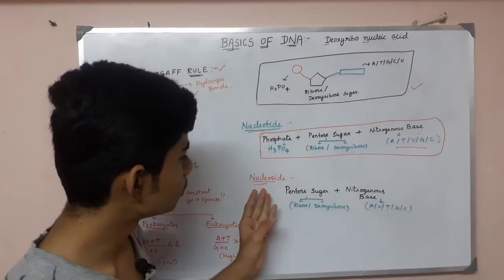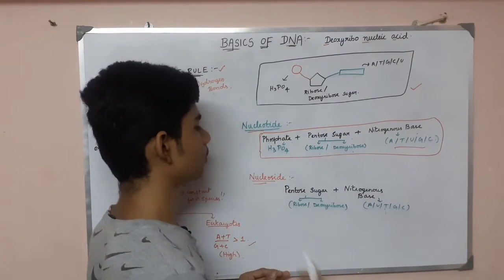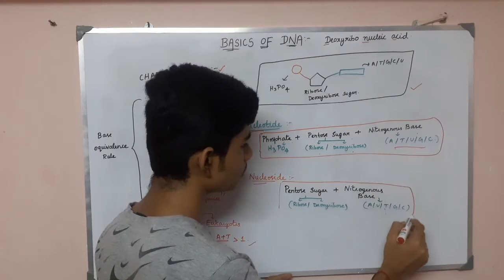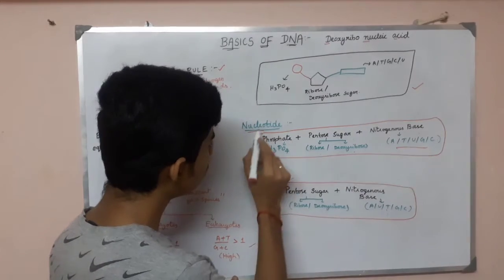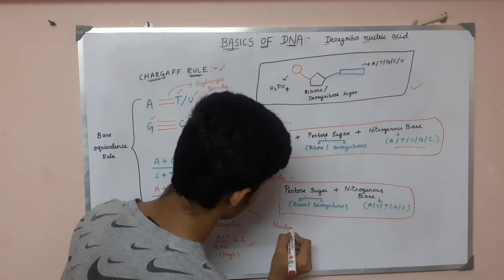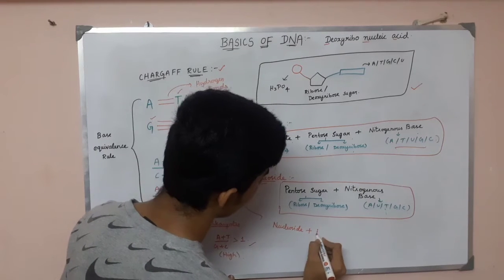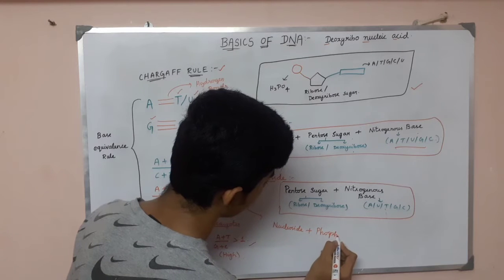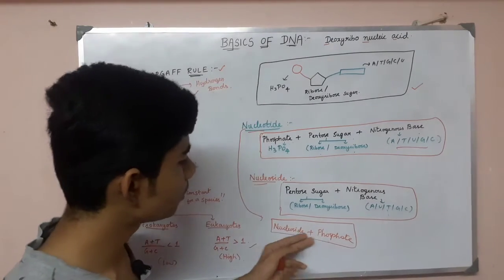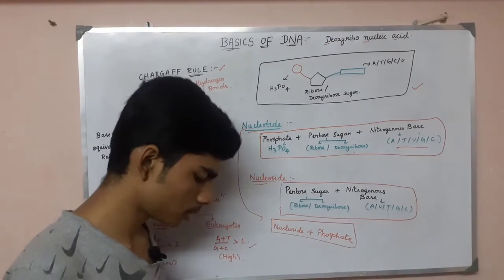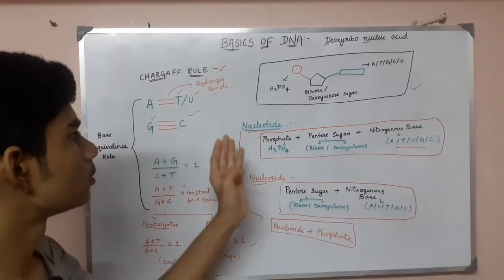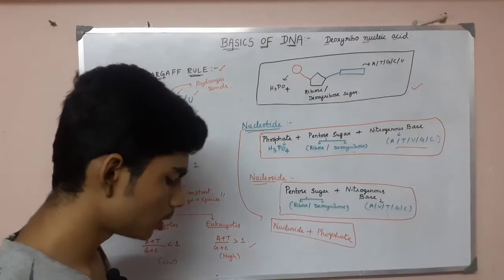And another important thing is nucleoside. Let us remove the phosphate group, then we call it a nucleoside. Pentose sugar plus nitrogen base is called a nucleoside. Or let us say this nucleotide is also called nucleoside plus phosphate. This nucleotide is the more important thing, which forms the repeating units, and combining of these units will form the DNA structure. Let us see the DNA structure.